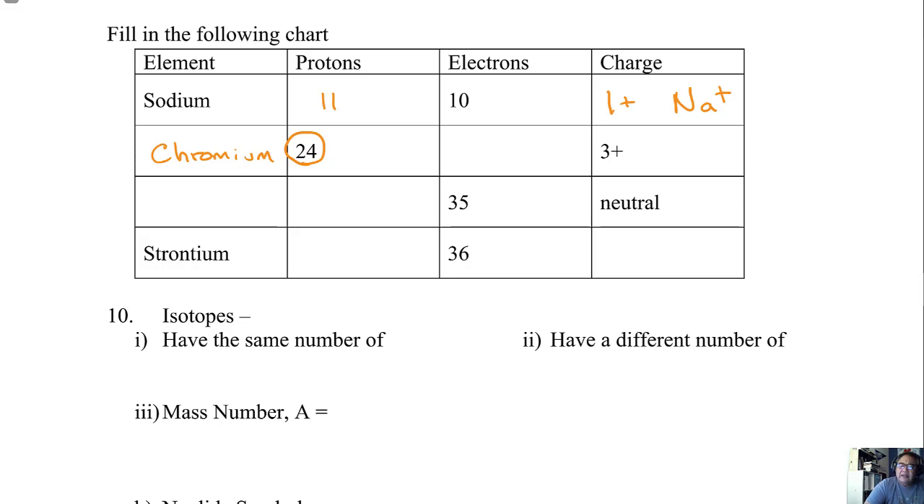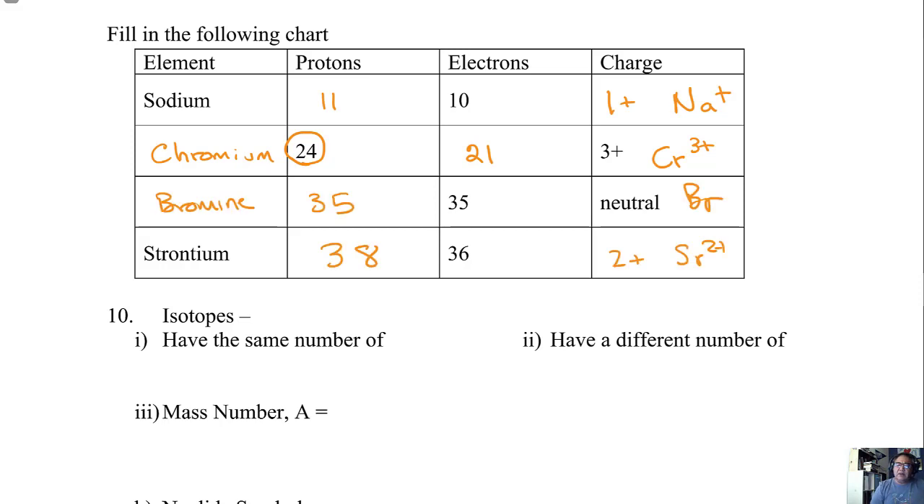Now it has a +3 charge, right? So what does that mean? It has more positives than it does negatives, right? So that means in number of electrons, it has to have 21 electrons. The symbol for chromium 3 plus would be written as Cr3 plus like that. So what I want you to do is fill in the rest of the table, and then I'll fill it in while the video's paused, and then when you start it, the answers will be there.